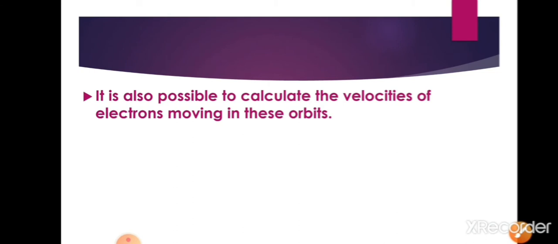It is also possible to calculate the velocities of electrons moving in these orbits. Velocity decreases with the increase in principal quantum number. That is, as we move away from the nucleus, the velocity of the electron decreases.